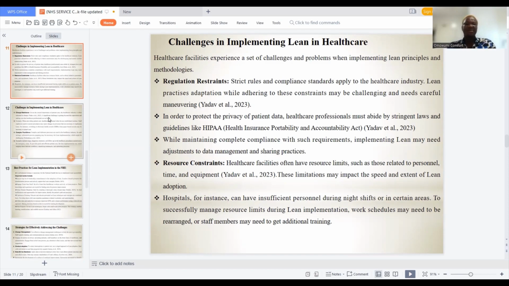Hospitals may need to rearrange work schedules, like changing the routine and shifts of the staff, or provide additional training to successfully manage this limitation during the implementation. That is why they are implementing the lean process. They will need to change most of their time, the routine of the staff, like the nurses on duty and the doctors on duty. They will have to change a lot about their time and provide additional training for successfully managing this limitation during the implementation.